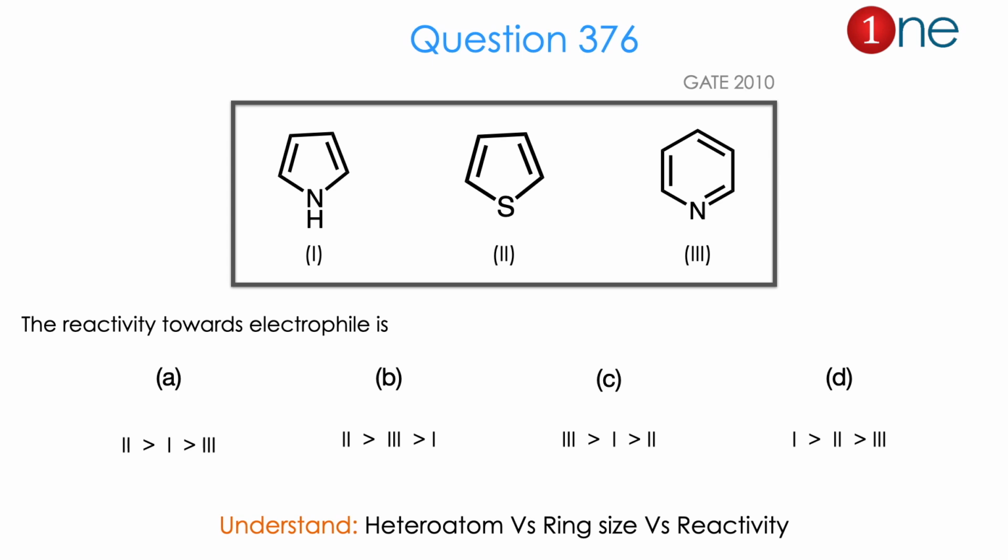From the question of heterocycle and the reactivity towards electrophile, you might realize the question is really about heteroatom versus ring size versus reactivity. The answer is D. Let us see how.